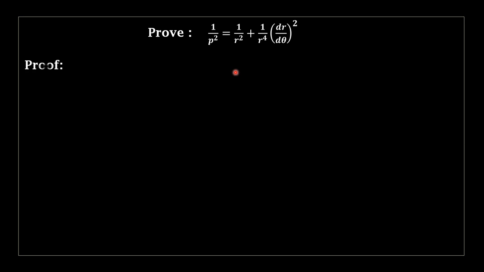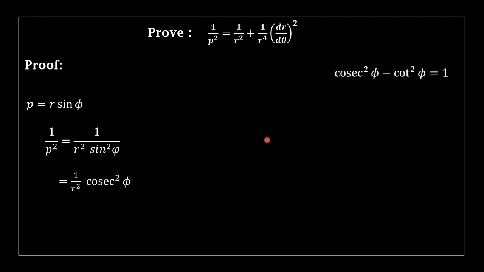From the previous slide, we know that the length of the perpendicular from the pole to the tangent is given by the equation p is equal to r into sine phi, where phi is the angle made by the radius vector and that of the tangent passing through the point. Then 1 by p square is equal to 1 by r square into sine square phi, and we know that 1 by sine square phi is cosecant square phi. We also know the result, cosecant square phi minus cot square phi is equal to 1. So using that result, I can write cosecant square phi as 1 plus cot square phi, right?